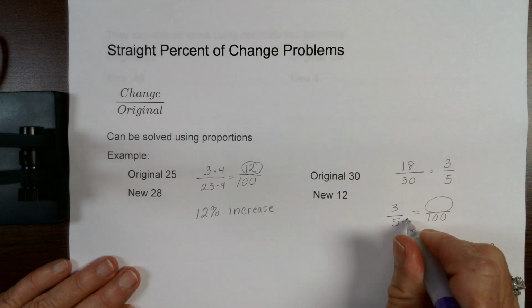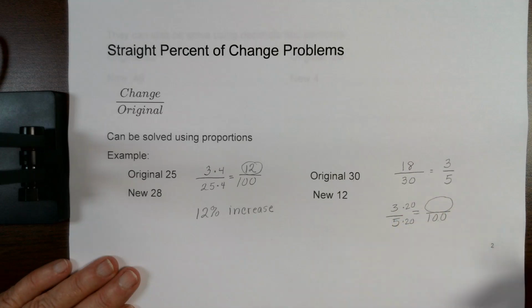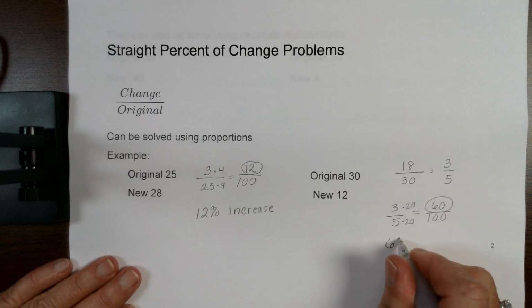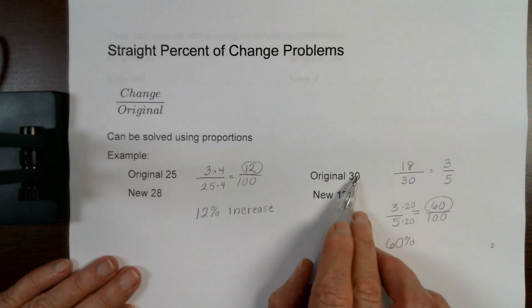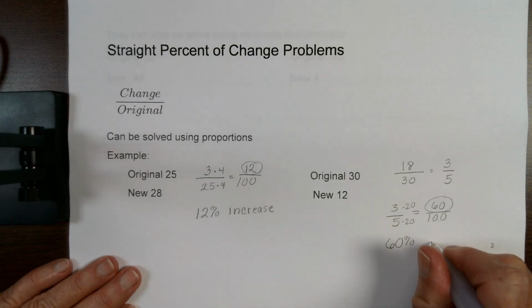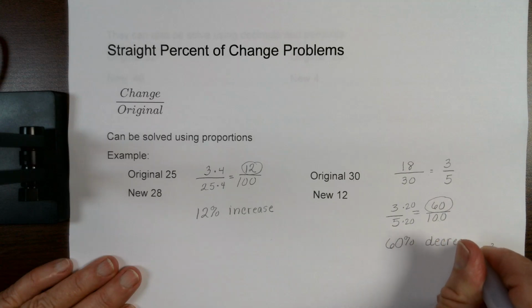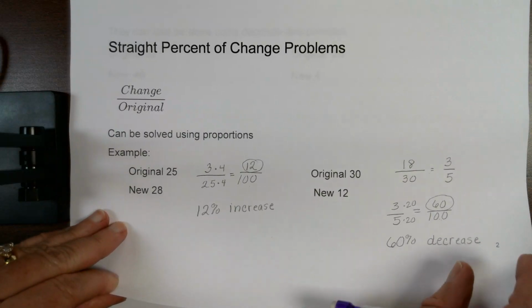Whatever I get up here over the 100 is going to be my percent. So 5 times 20 equals 100. So therefore I have to multiply the top by 20. So that's going to give me a 60 here, or 60%. Notice it went down. It went from 30 to 12, so this is a 60% decrease. And that is my rate of change.